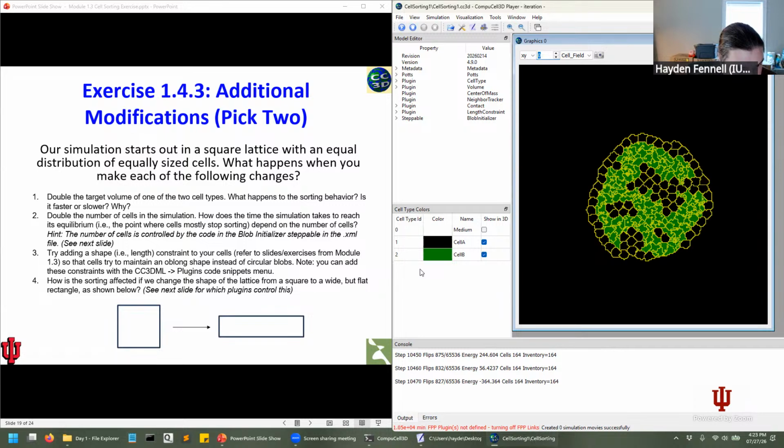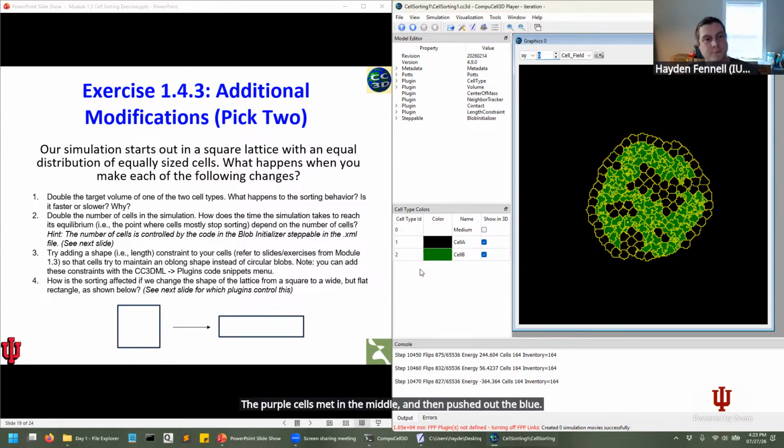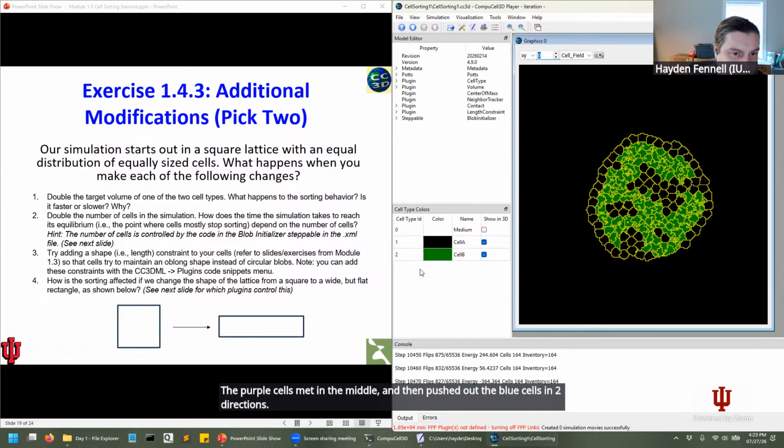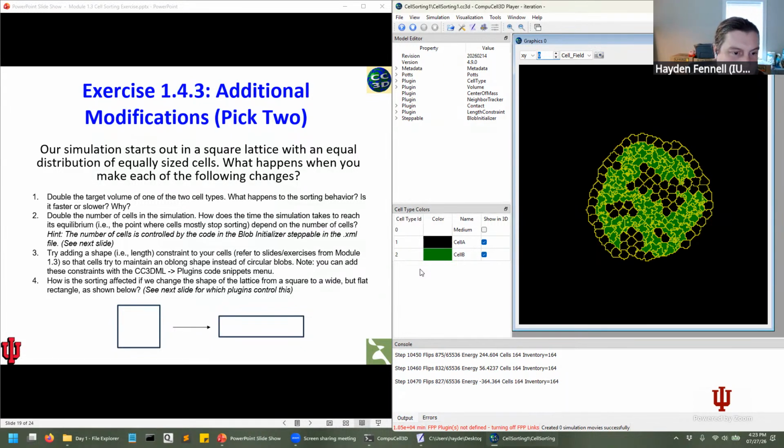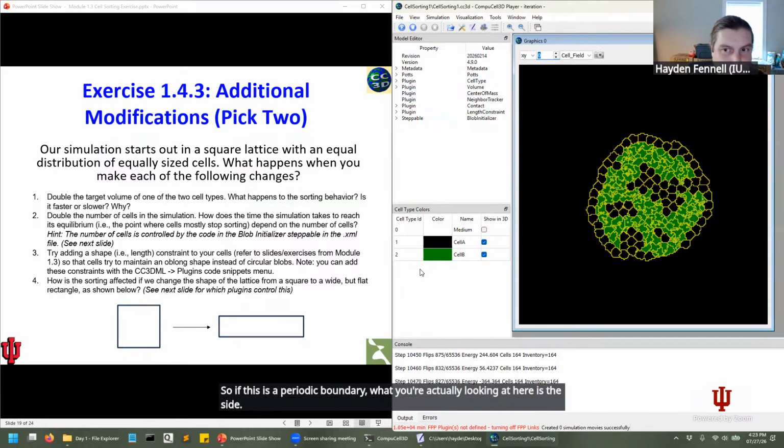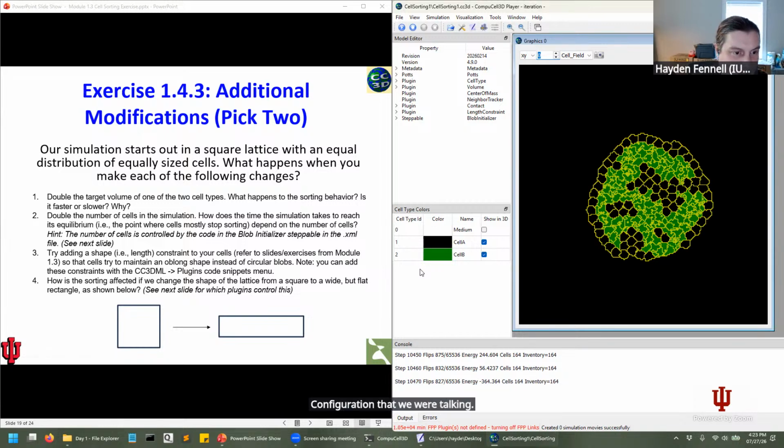So Maisha, you got your compacted. It looks like the purple cells met in the middle and then pushed out the blue cells in two directions. If this is a periodic boundary, what you're actually looking at here is the side-by-side configuration that we were talking about before, because the blue cells are the same. So maybe we've learned that doing the squished lattice is a way to cheat the side-by-side configuration.